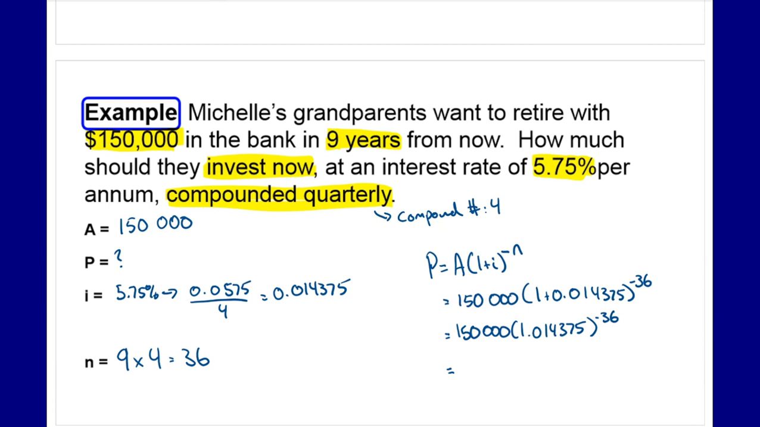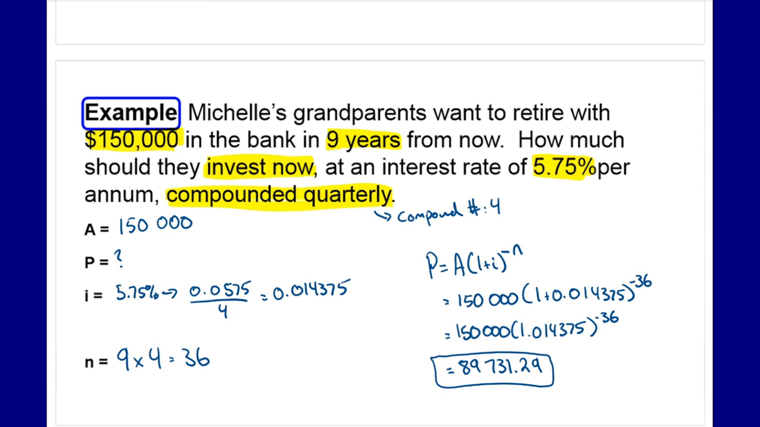And we should get a present value of $89,731.29. So it does make sense that it is less than that final amount. It's less than that 150,000 that Michelle's grandparents want to have, right? Because we wouldn't put in 150,000 if that's what we want to gain after 9 years. So it does make sense that we're putting in a lower amount.